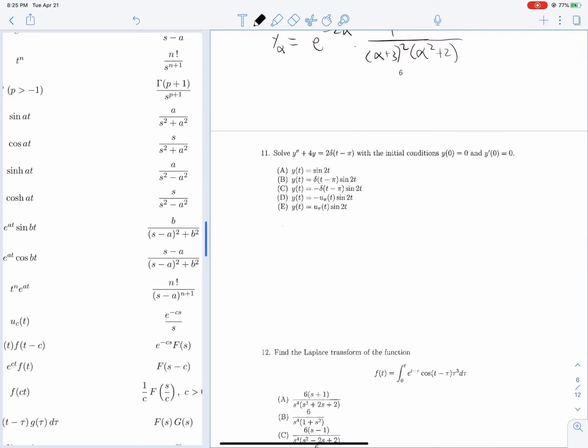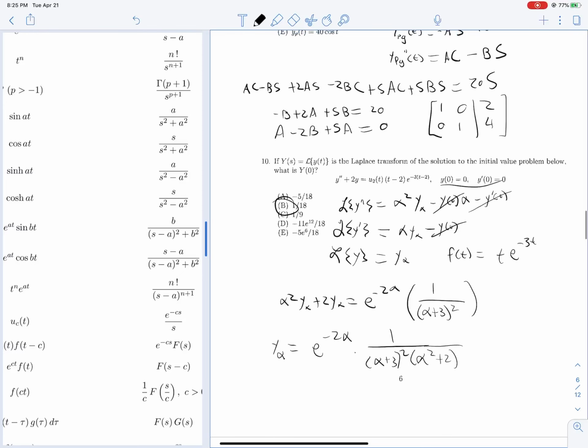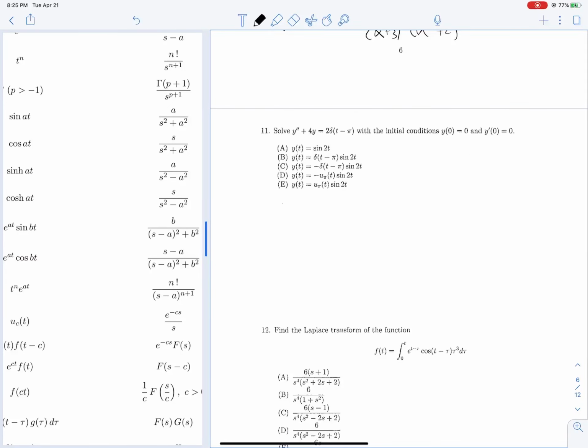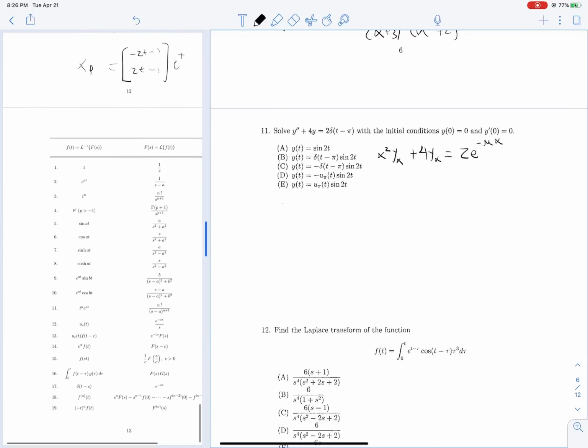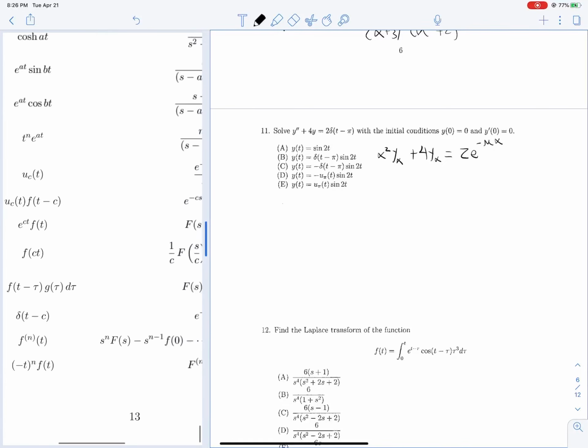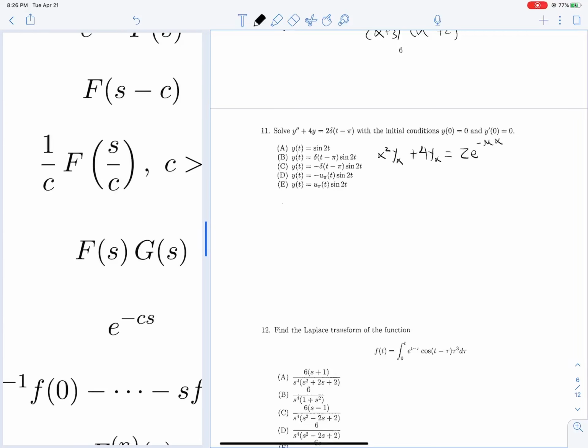11, let's solve y double prime plus 4y is equal to 2 delta at t minus pi. And since these are our initial conditions, we are just going to use our formulas for the Laplace transform of y double prime and y. Yet again, we'll get alpha squared Y alpha plus 4Y alpha, and that's equal to 2e to the negative pi alpha. That's using this formula, delta at t minus pi is equal to e to the negative pi alpha. Awesome.